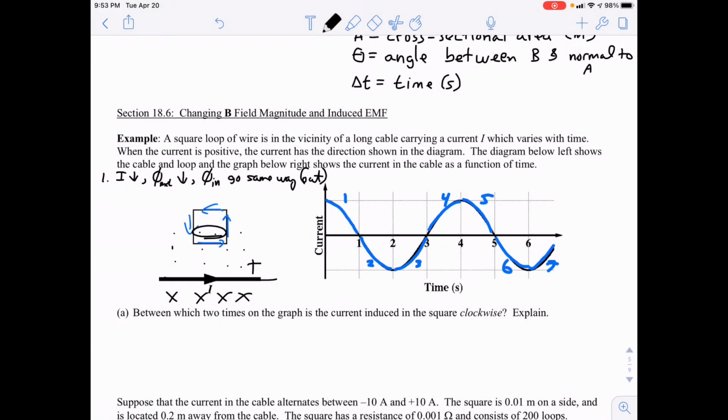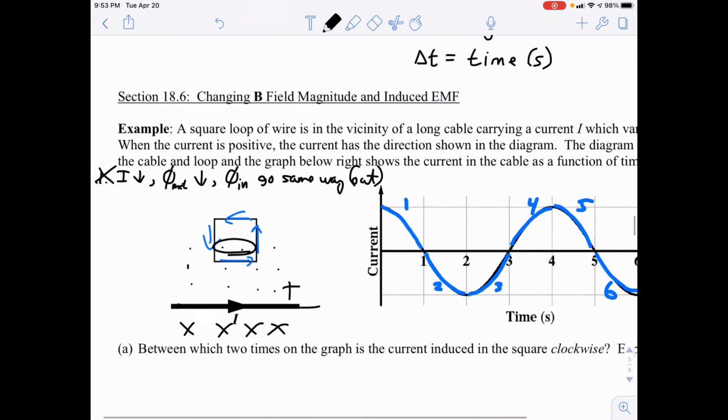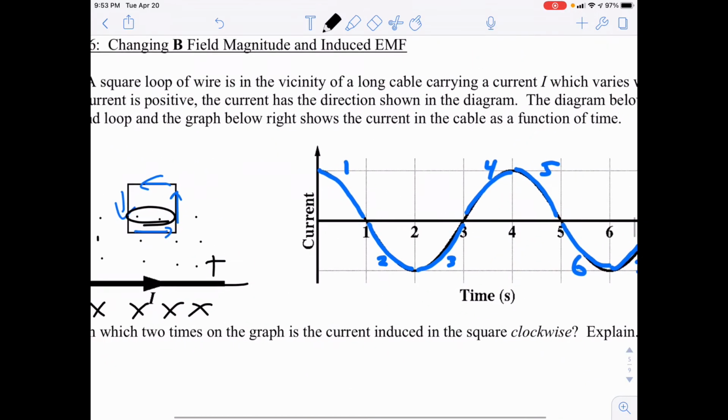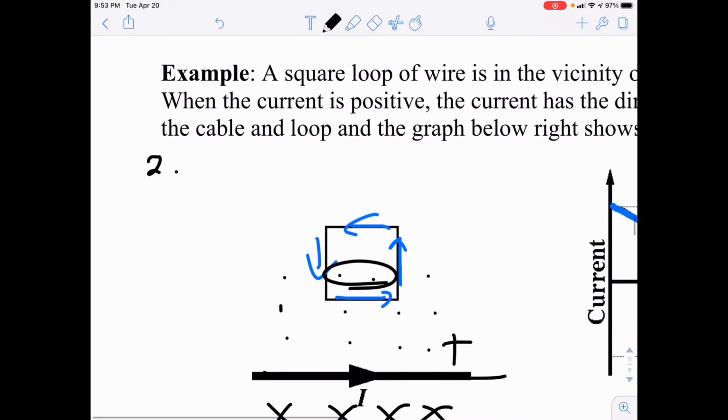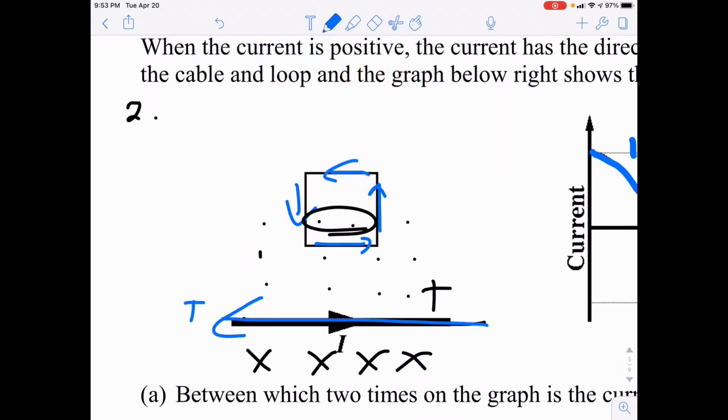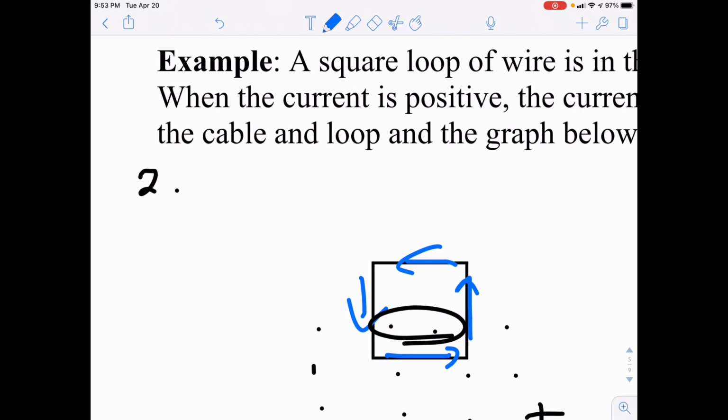It's not time interval 1. Time interval 2: during time interval 2, you're going from 0 current to maximum current. So you're clearly increasing your current. Now you're increasing your current the other way. You're increasing your current going this way. But the current is still increasing. So the current increases, which means the external flux increases.